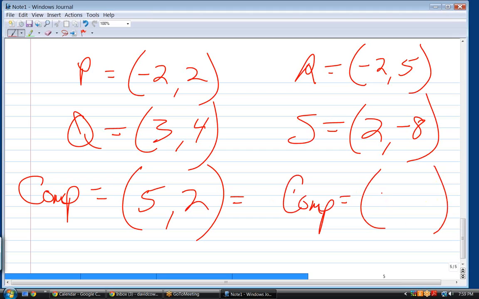So that would be 4 and -3. No, what do I need to do to the y to get it to be 0? I got to subtract 5. Okay, so negative. Okay. What's the magnitude of RS?